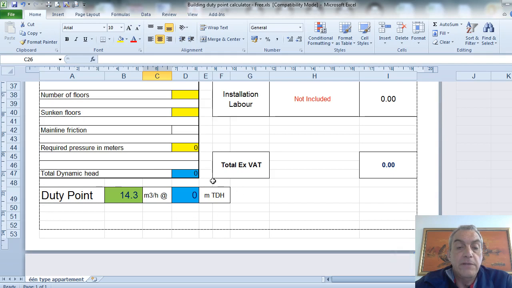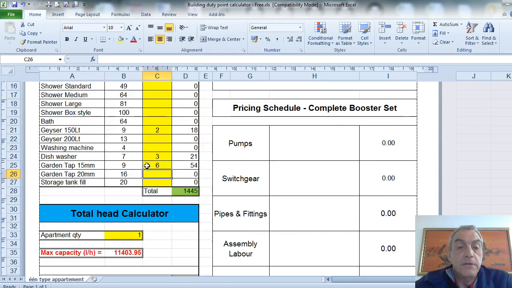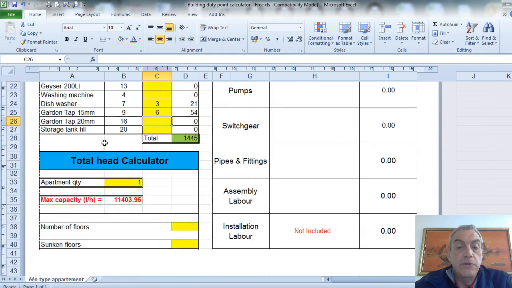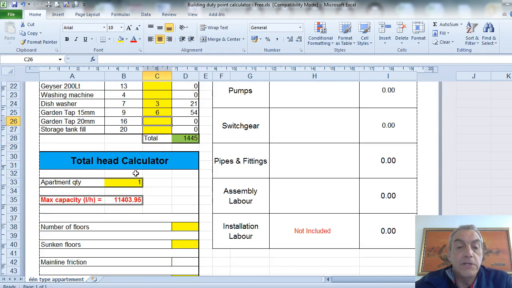This flow rate that it's giving you is for the peak demand. Might be mornings, and it might be late afternoons when everybody's ready to leave. Okay. So what we've basically done now is we've done the flow rate calculator, we've put in the amenities that are on the property. Now we need to determine the total head calculation.